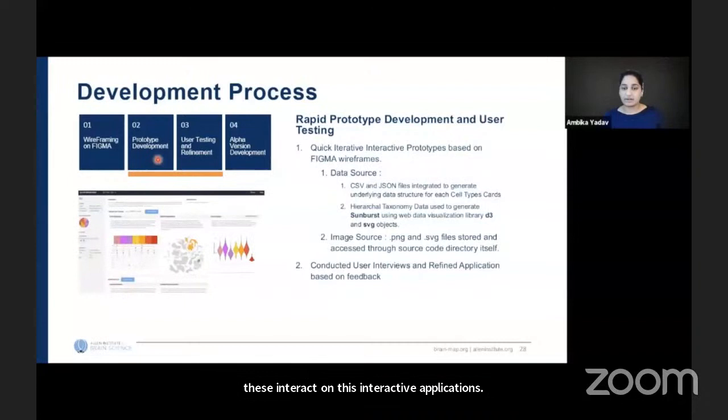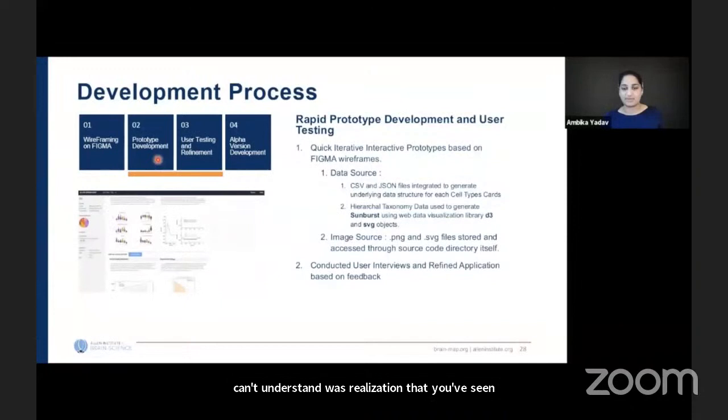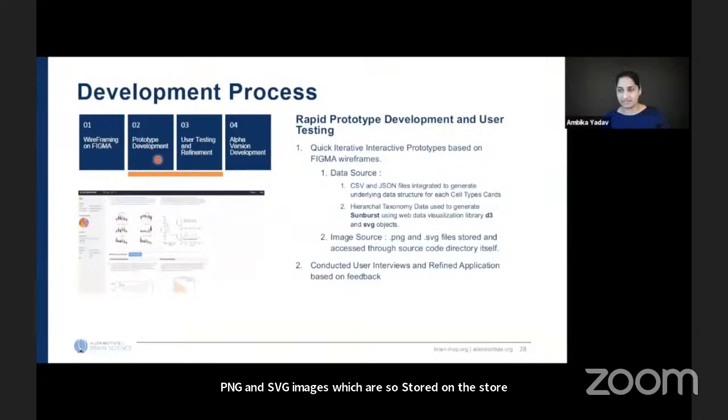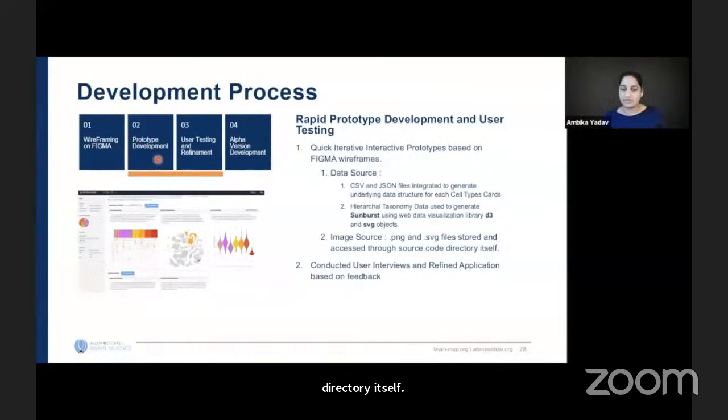We were using CSV and JSON files that were generated for us to create an underlying data structure for every cell type card. And the sunburst visualization that you've seen earlier was created using a web-based data visualization library called D3 and SVG objects. Also, all the images rendered on the cell type cards are PNG and SVG images, which are stored in the source code directory itself. Once we did have these prototypes in place, we conducted user interviews and refined the application based on the feedback that we received.